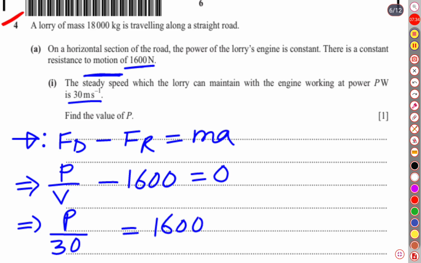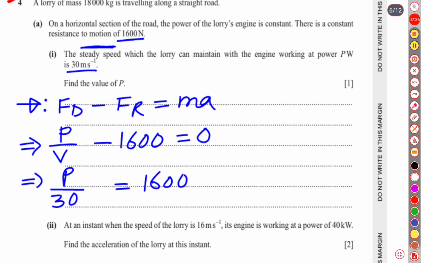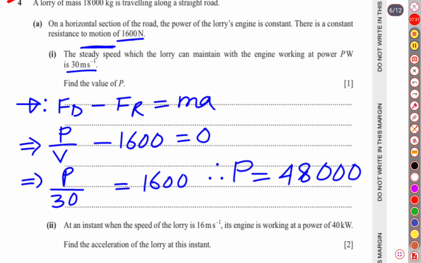Hence our power is going to be, P is equal to, let me write just beside that. If we multiply 1600 by 30, it is going to be 48,000. So 48,000 watt is our power for this steady speed. Let's see the next question.